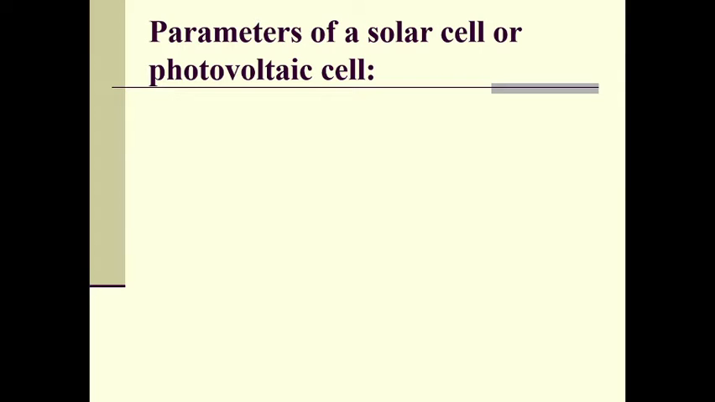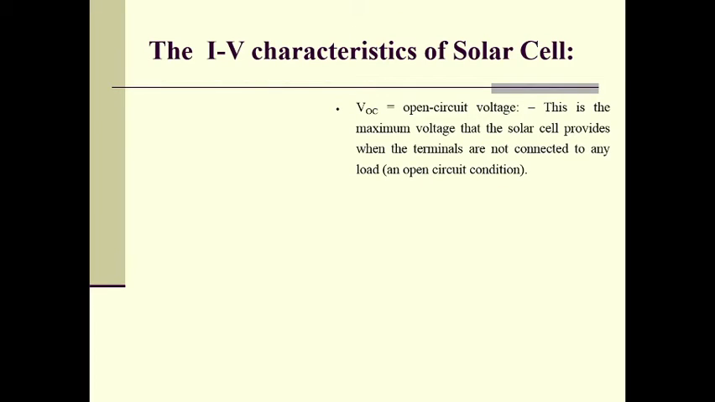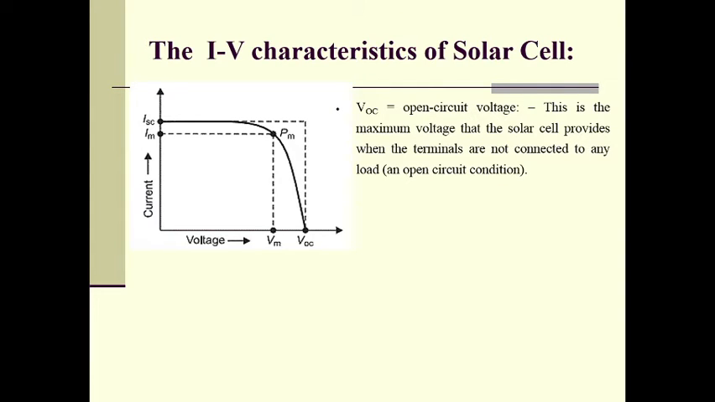So what are the parameters important for the solar cell or photovoltaic cell? So these are some parameters that we'll see. When choosing a particular solar cell for a specific project, it is essential to know the parameters of a solar panel. These parameters tell us how efficiently a solar cell can convert light to electricity. So let us study the first parameter, that is the IV characteristics of a solar cell. IV means current-voltage characteristics.